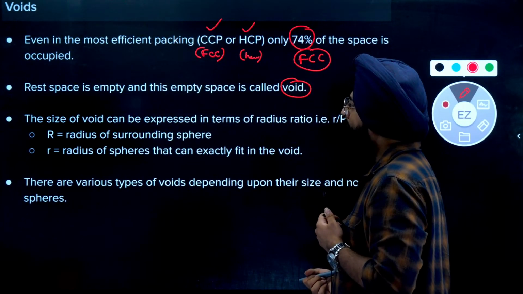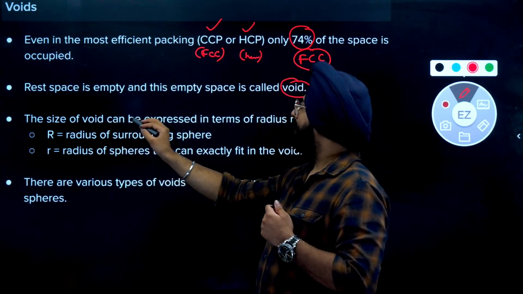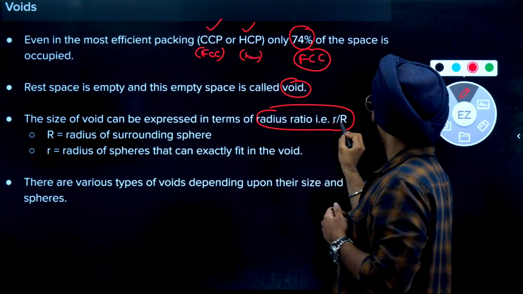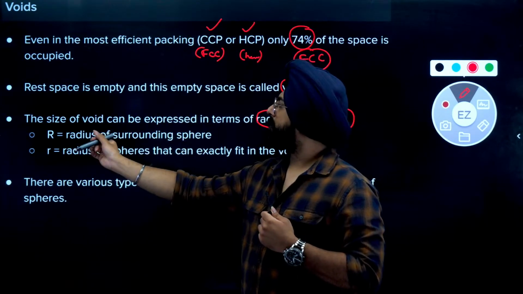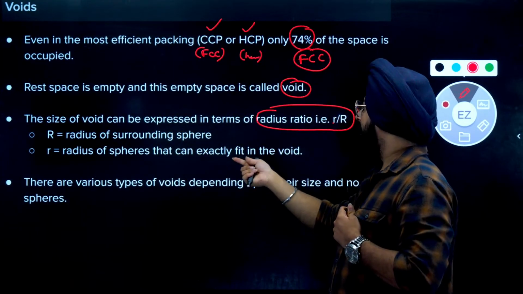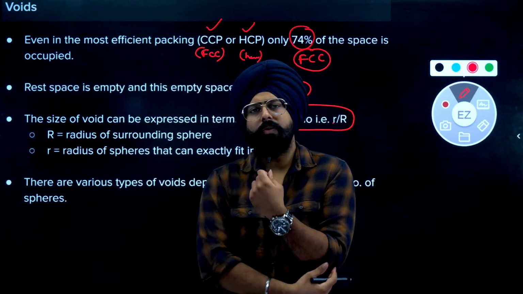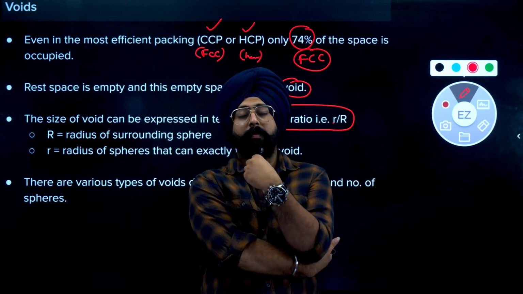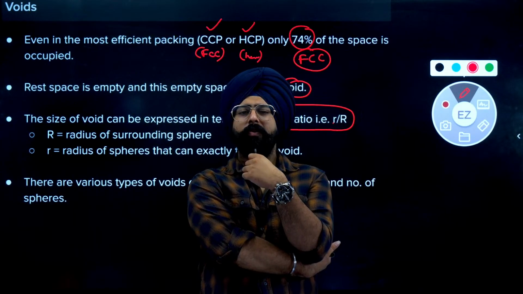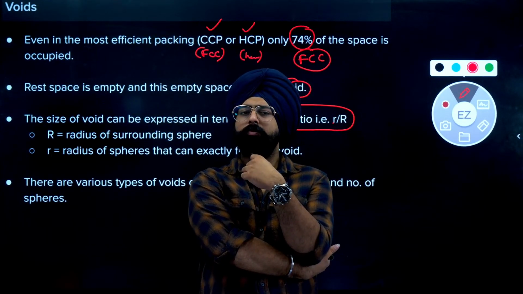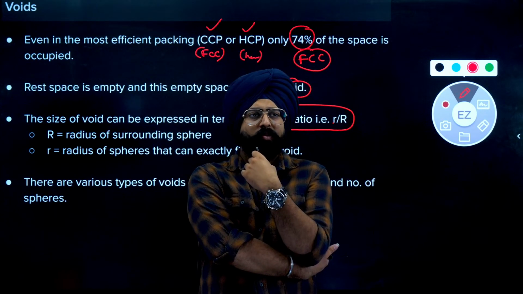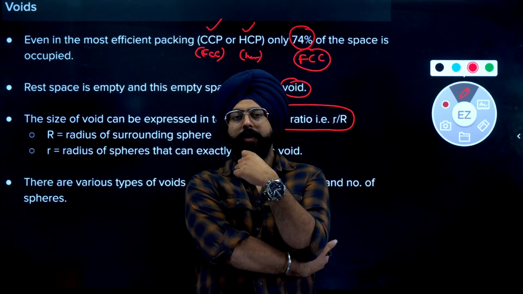Now, the size of the void can be expressed in terms of radius ratios, that is small r by capital R. R is the radius of the surrounding sphere. Small r is the radius of the sphere that can actually fit in the void. Now, a lot of you who are new to this chapter might be thinking, why do we need to think about the space of the voids? We've already made the solid lattice, right? So what do we do with the space in the voids?